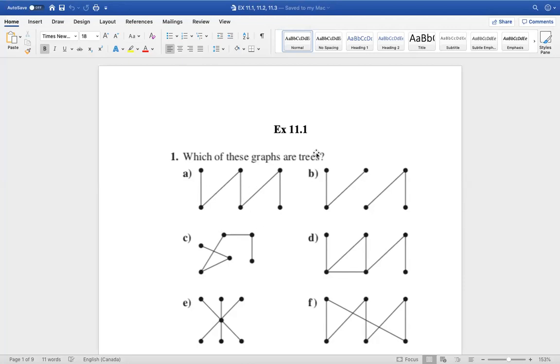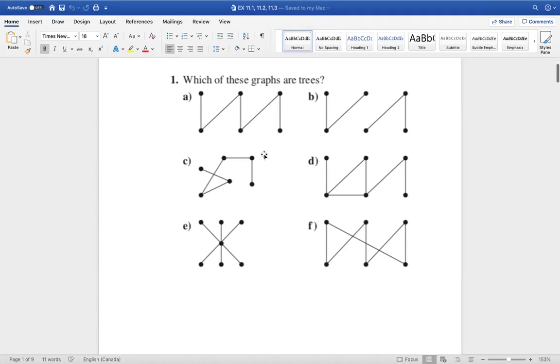So for exercise 11.1, this is question 1. We have to basically find out if these graphs are trees or not. Let's take part A here. As we can see, if we want to represent this graph as a tree, we can, because every node is connected with an edge. So we can say that this graph is a tree.